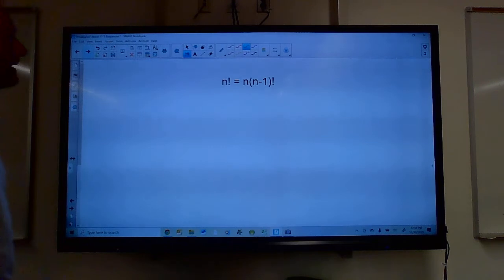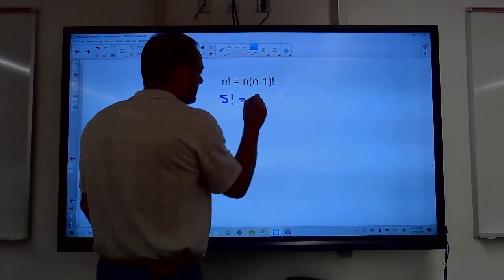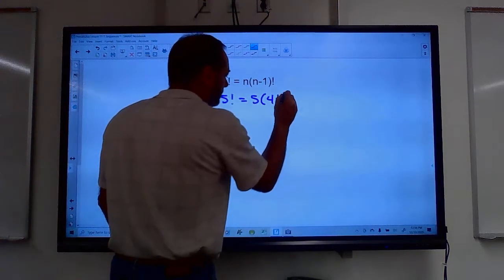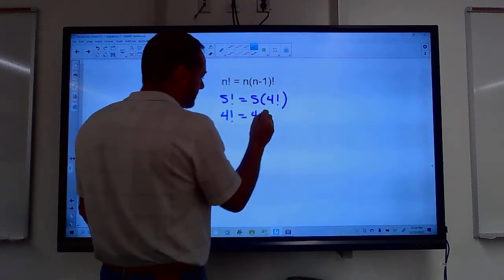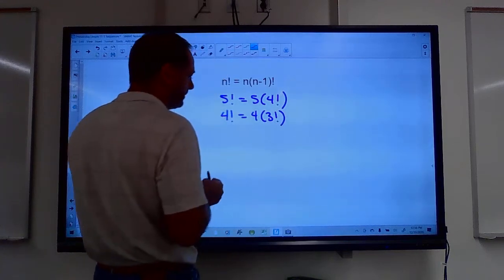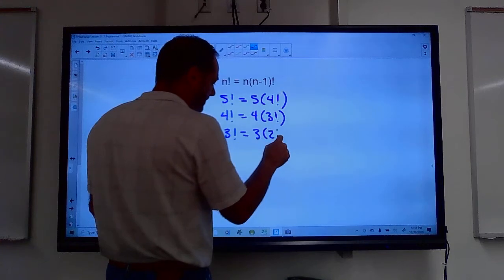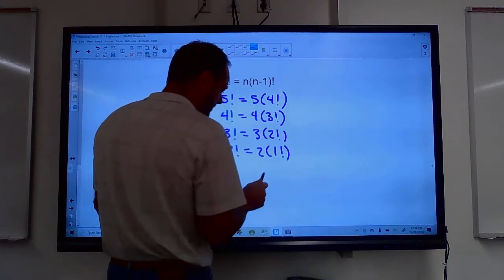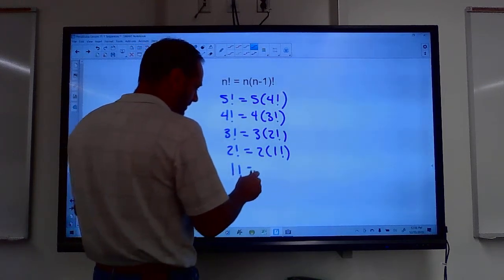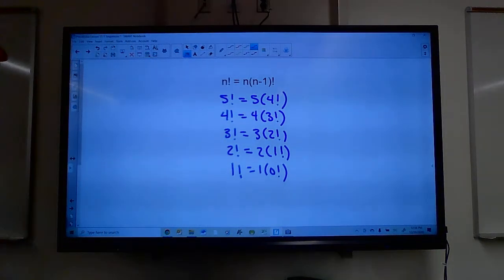Okay, so here's a theorem. n factorial is just n times n minus 1 factorial. So basically what that means is 5 factorial is just 5 times 4 factorial. And of course, 4 factorial is 4 times 3 factorial. And so on, 3 factorial is 3 times 2 factorial. 2 factorial is 2 times 1 factorial. 1 factorial is 1 times 0 factorial. So, pretty simple.